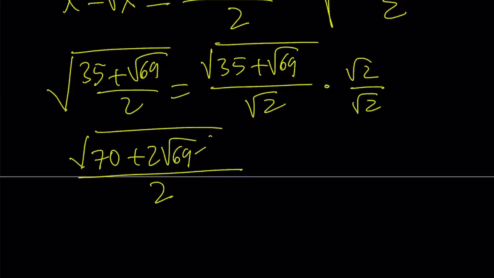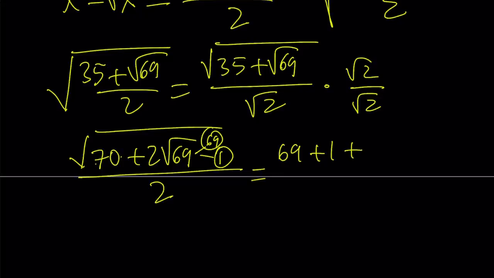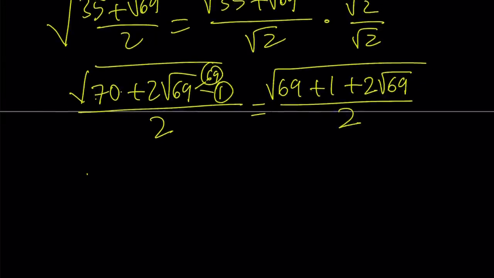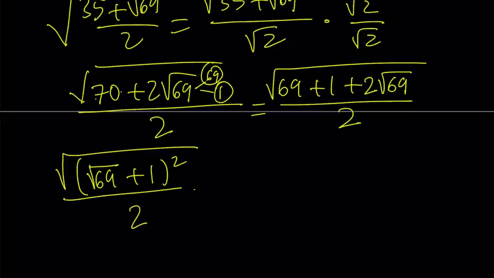Notice that 69 is 69 times 1, and 69 plus 1 is equal to 70. So this can be written as 69 plus 1 plus 2 times the square root of 69, which is 69 times 1. And that just becomes a perfect square, the square root of 69 plus 1 squared. But I have to square root it and divide by 2. But that's a positive expression. So this turns into square root of 69 plus 1 divided by 2.